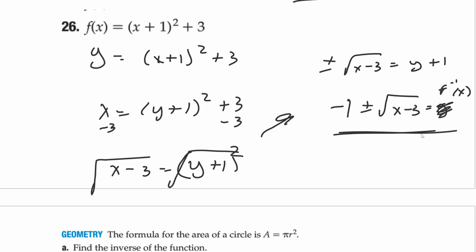So that's how you find the inverse of a function, right? Just switch x and y. If I give you points, switch x and y. If I give you a graph, you can switch the points and then graph them, or you can flip it across that y equals x line. And if I give you an equation, just switch x and y and solve for y.